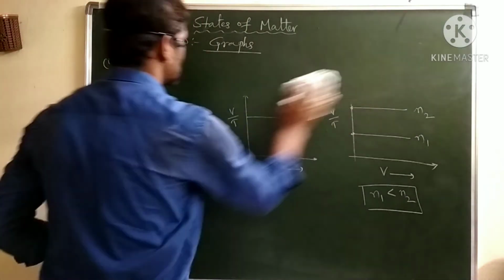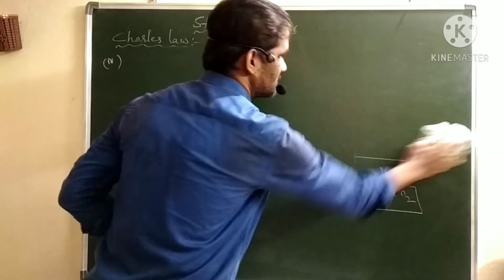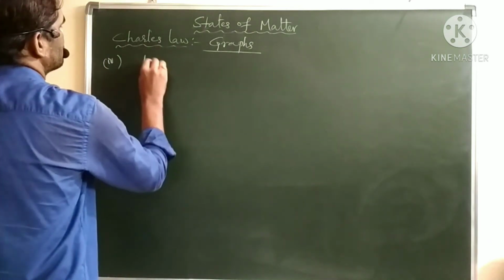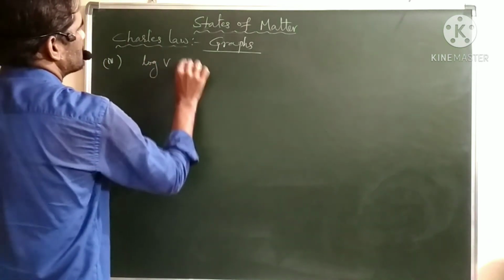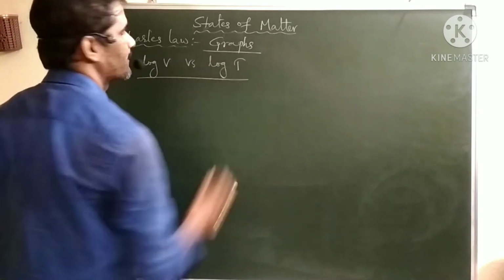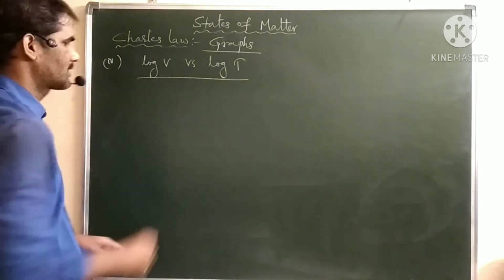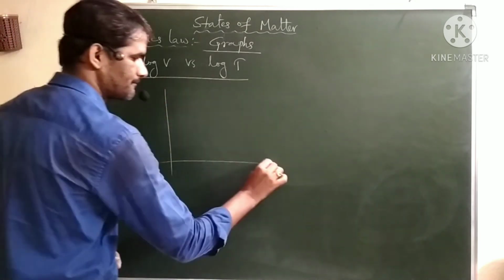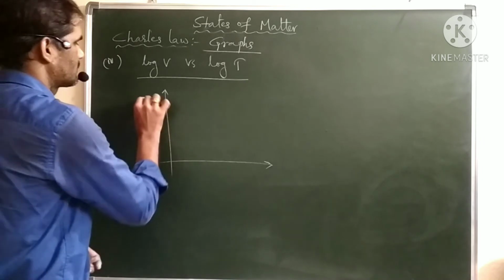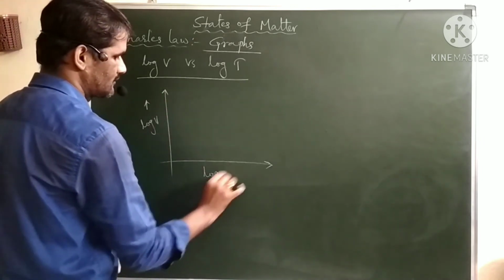And next, one more graph we can take with respect to logs. Here the graph of log V versus log T. What kind of graph will we get? This is log V and this is log T.